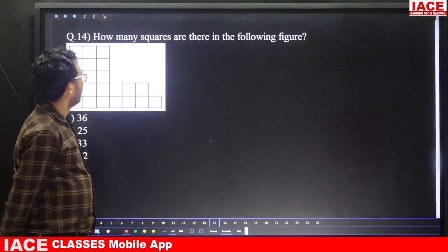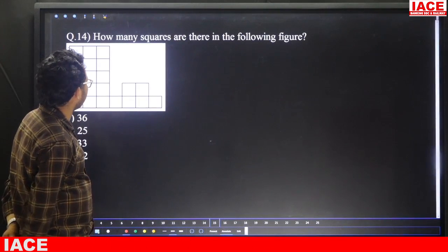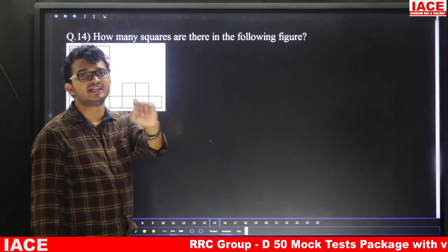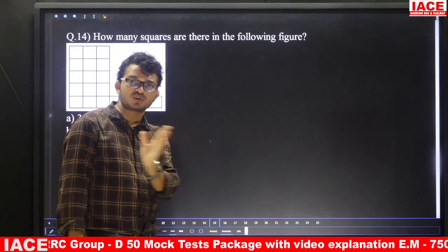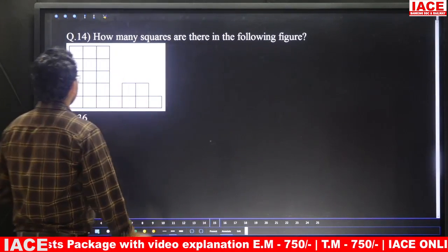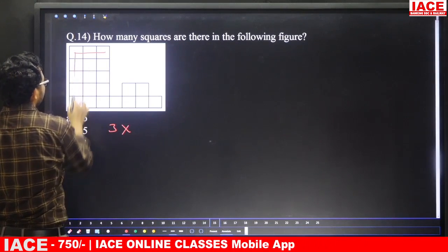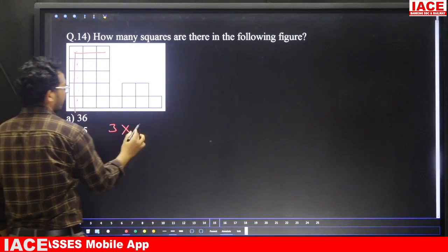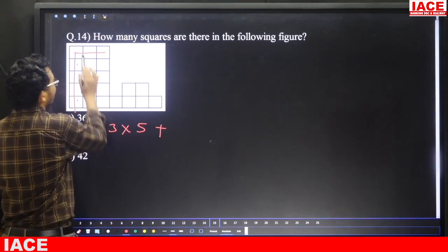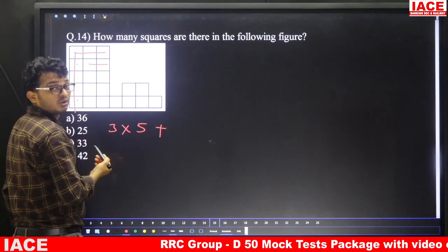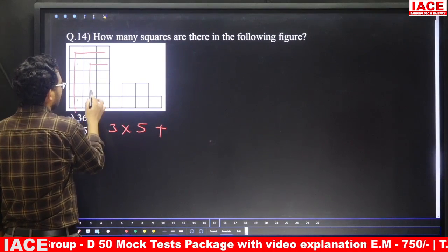Question number 14. How many squares are there in the following figure? Friends, in class I already said, if squares are given, apply the elimination method: number of rows into number of columns. Suppose we take the first row, we have 3 squares. In the column, how many do we have? 1, 2, 3, 4, 5. First row, first column completed. Next, the second row: we have 2 rows and 4 columns, 1, 2, 3, 4.